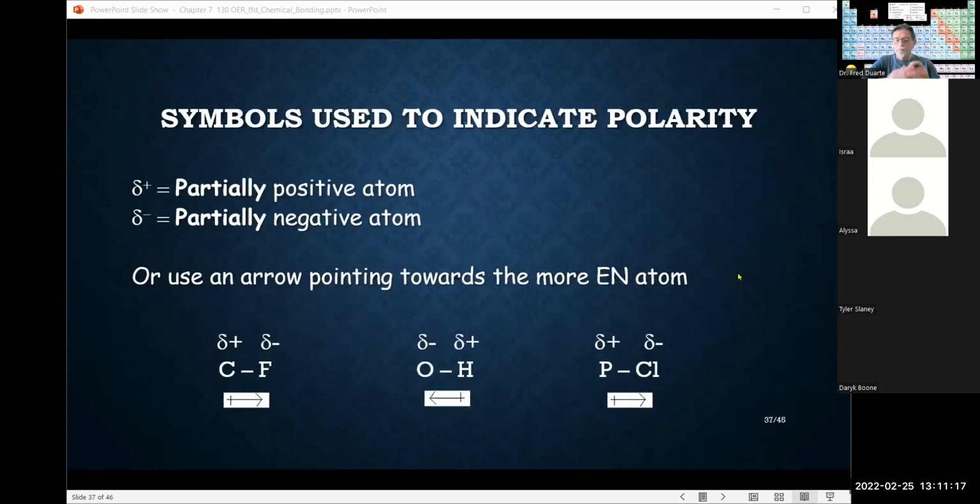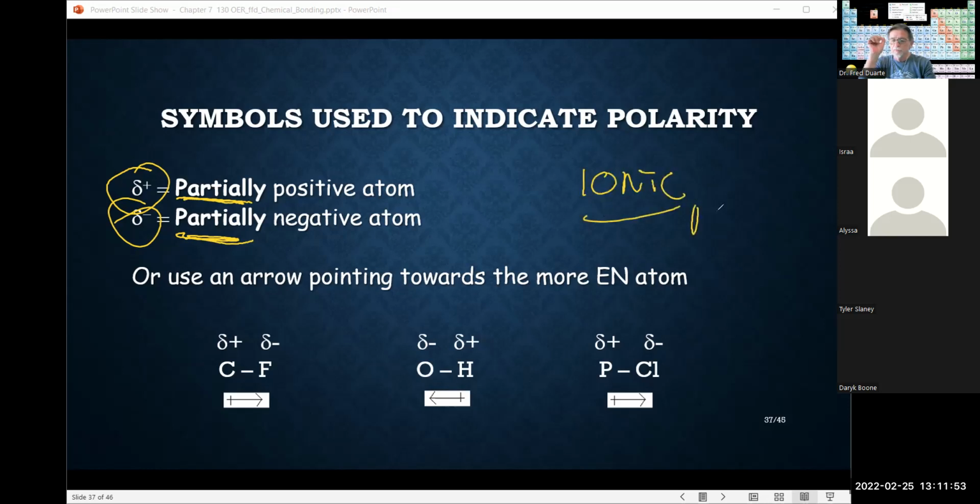Okay, so this is what we mean by showing this arrow. This polarity indicates, we use symbols to indicate in which direction the pole is going. Which direction is North Pole, South Pole, which is the negative, which is the positive. Now, this symbol that we have here is the lowercase delta. We have two of them, delta plus and delta negative. What that means is defined as partially positive and partially negative. Now recall with ionic compounds, we had a full-fledged positive and a full-fledged negative charge on these ions.